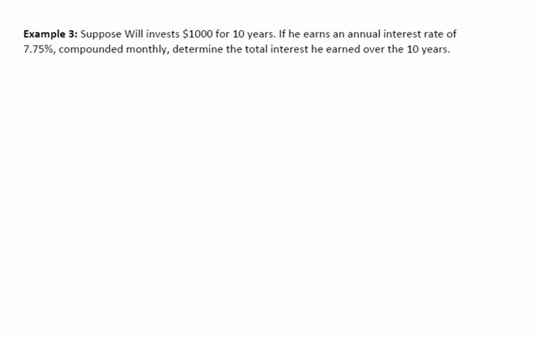So, read this one carefully. Suppose we invest 1,000. What's 1,000? P, your principal, for 10 years, which is our T. If he earns an annual interest rate of 7.75%, R, compounded monthly, that's my N. Determine the total interest he earned over 10 years. Total interest.